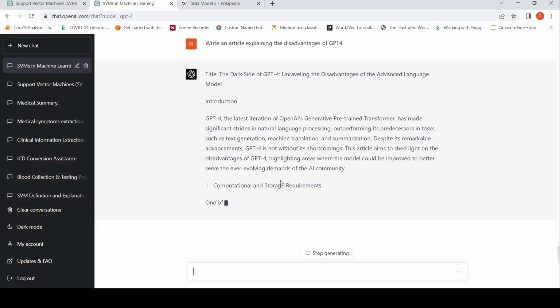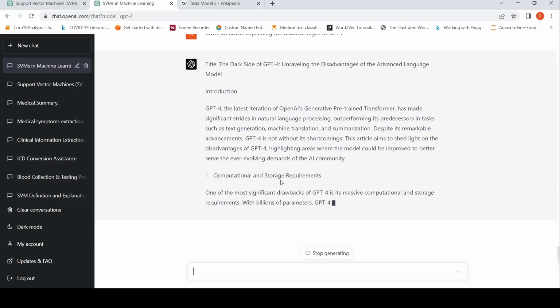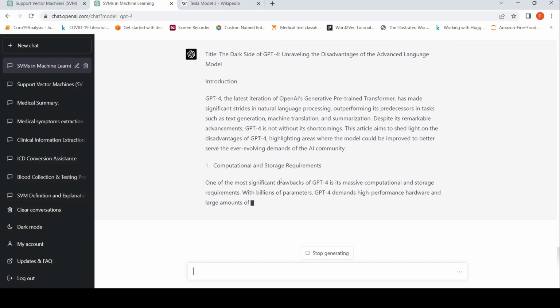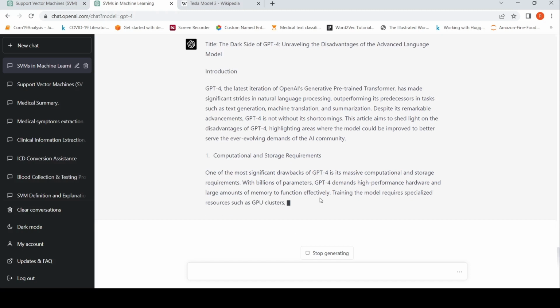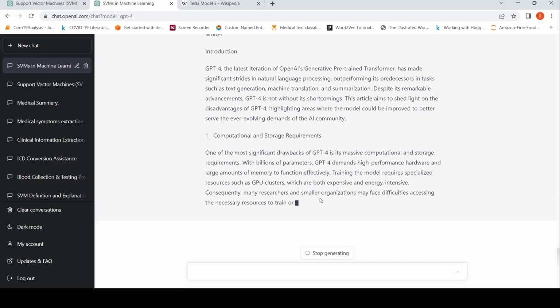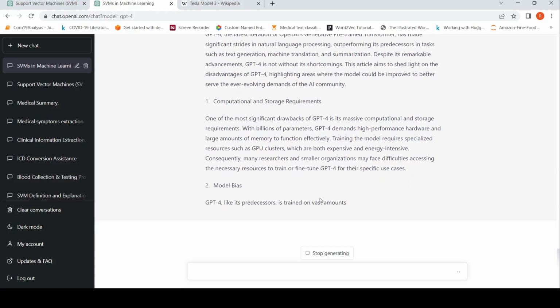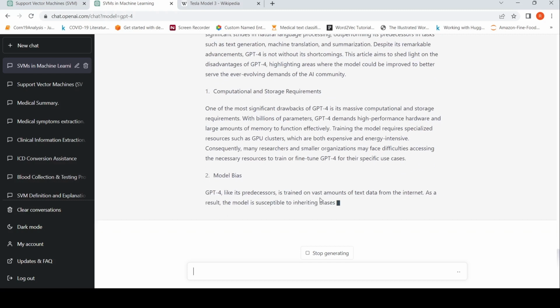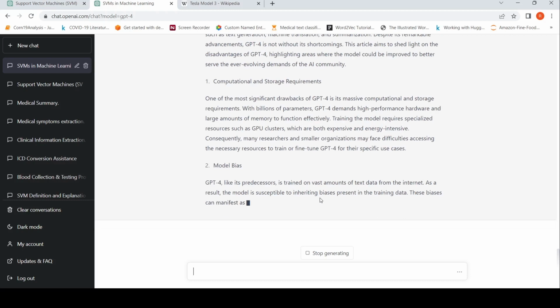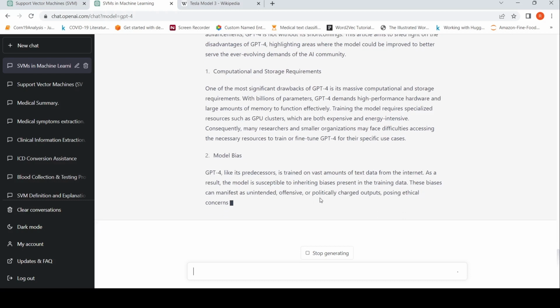If you read this article, it looks like it is written by a human. It talks about computational and storage requirements. Yes, it requires massive amounts of hardware. It says billions of parameters, but doesn't say how many, and neither did OpenAI disclose the number of parameters of GPT-4. And it talks about model bias. Bias is present in the training data. Okay, fancy or politically charged outputs.